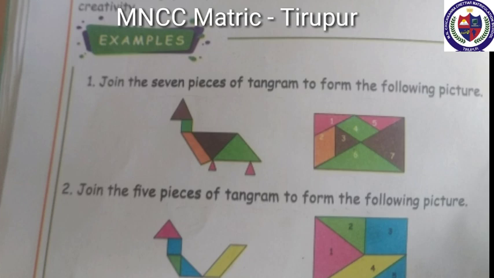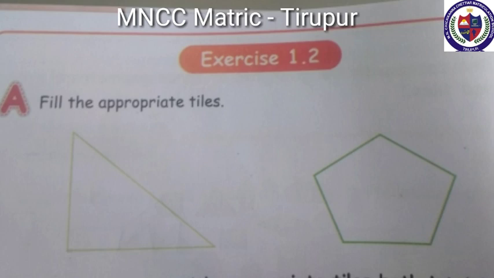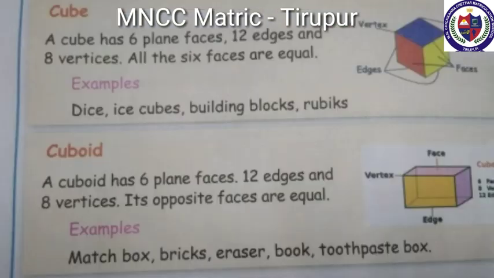See the examples. Next, see the picture. What is the picture? It is a circle. Can we fill a circle with square tiles? No, we can't fill a circle with square tiles because a circle is a curved figure. Next, exercise 1.2. Fill the appropriate tiles. Do it yourself.